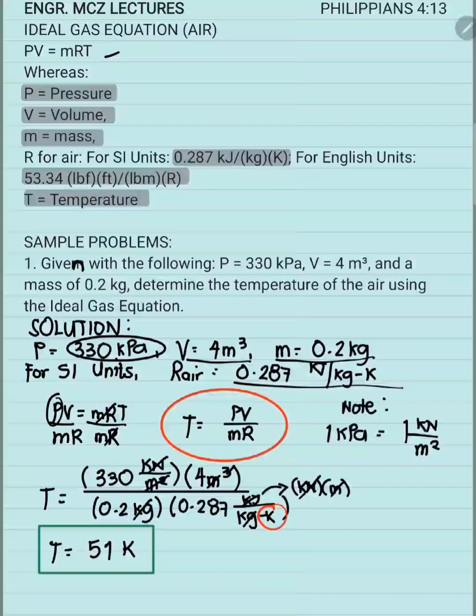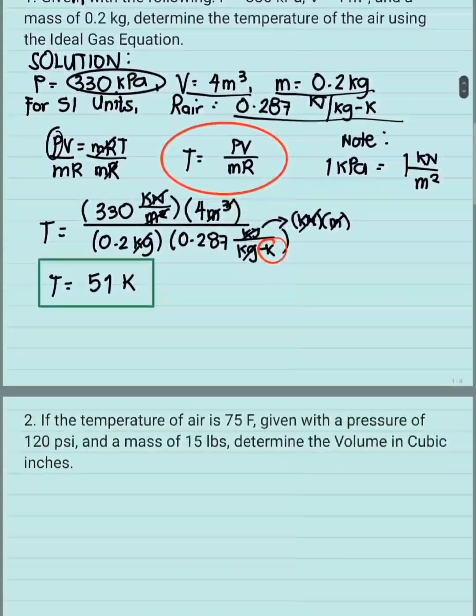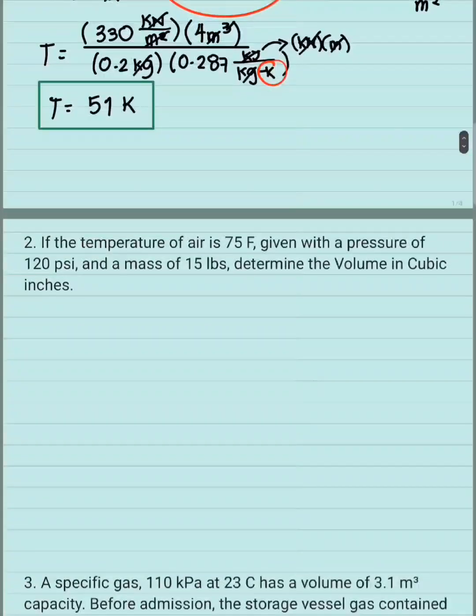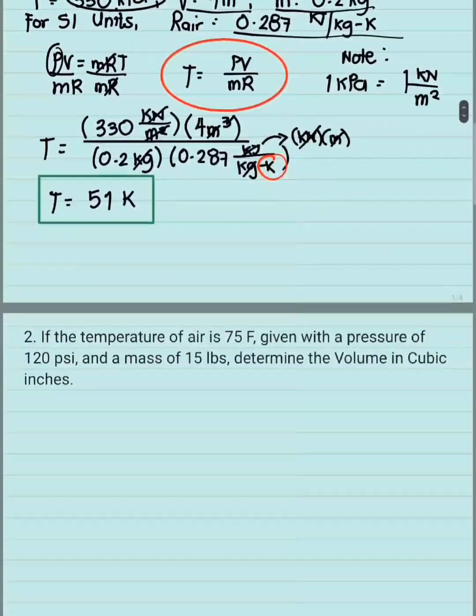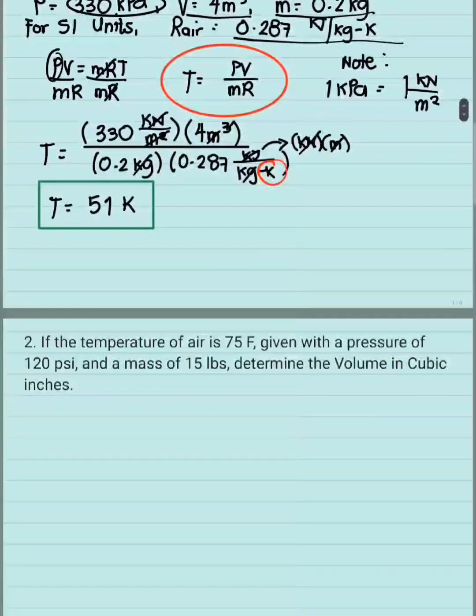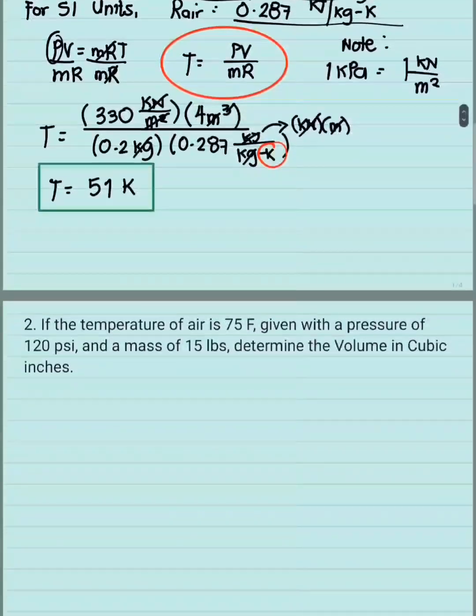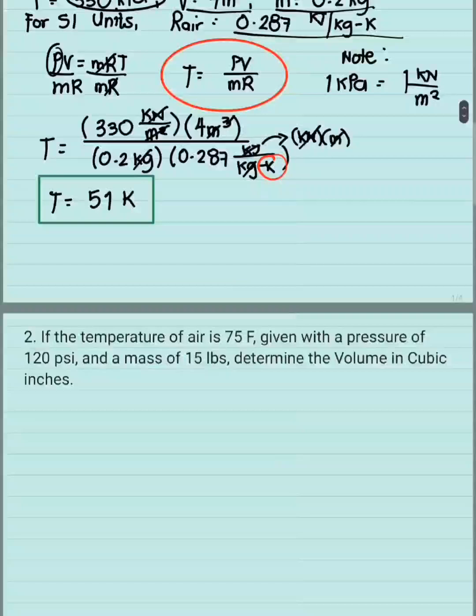Now, let's proceed to problem number 2. Let's answer more so we can further understand the ideal gas equation. It says here, if the temperature of air is 75 Fahrenheit, given with a pressure of 120 psi or pounds per square inch, and a mass of 15 pounds, determine the volume in cubic inches.